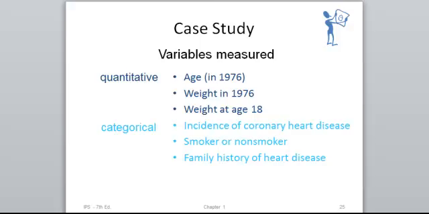We can look at the quantitative variables: the age, the weight at 1976, and the weight at 18. Categorical variables are the incidence of coronary heart disease, whether they were a smoker or non-smoker, and family history of disease.